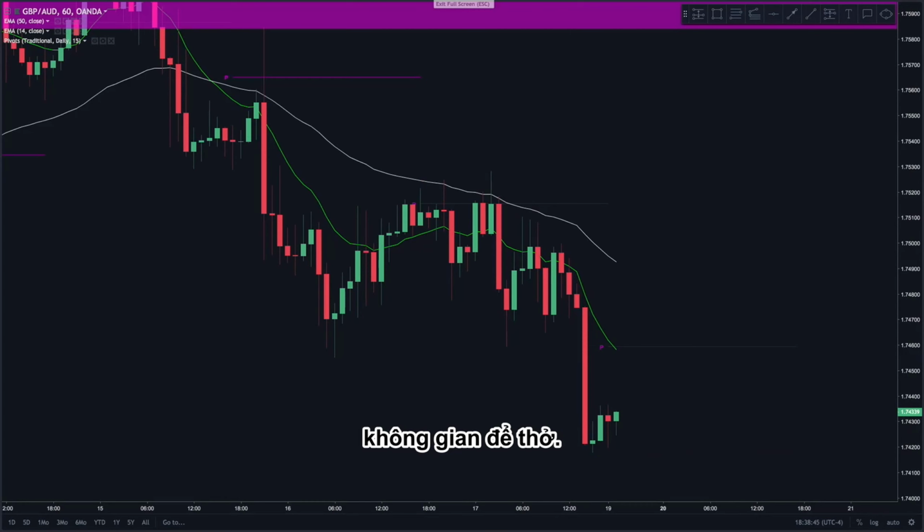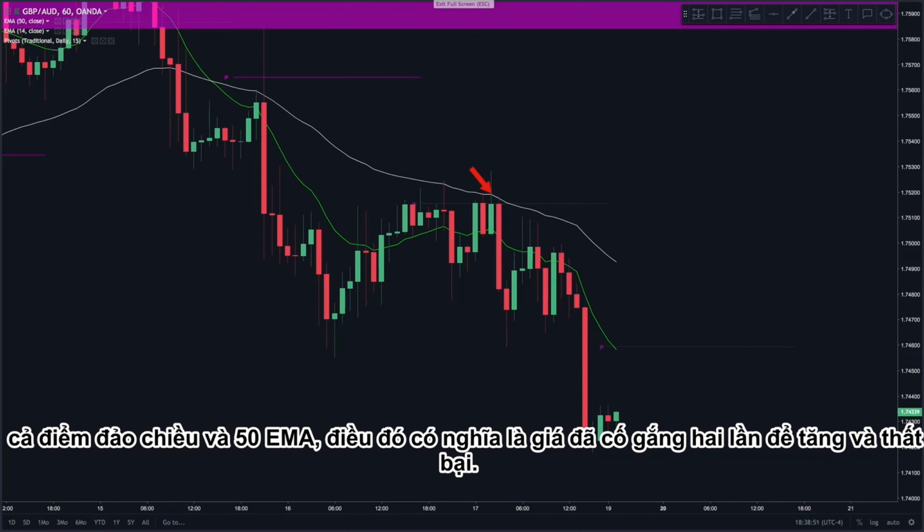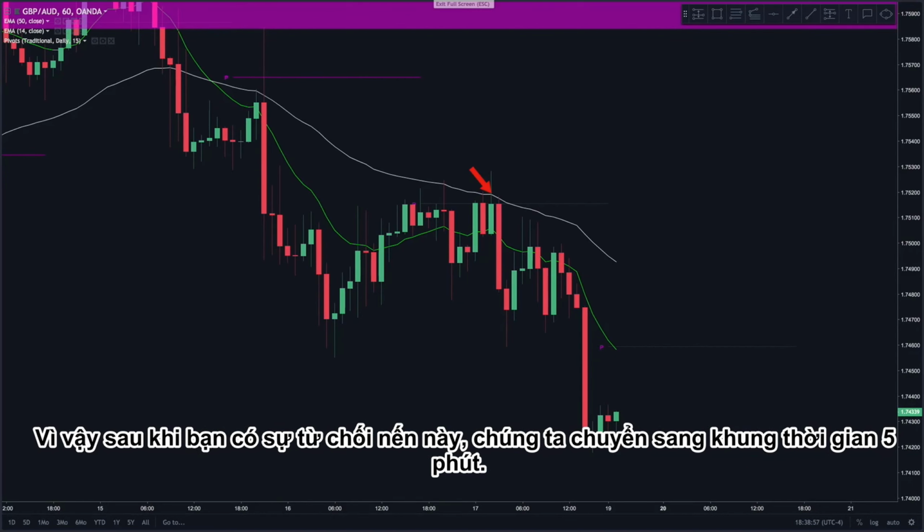The second entry was even better because this rejection here would make it two rejections of both the pivot and 50 EMA, which means price tried twice to push higher and failed. So after you had this candle rejection, we jumped to the 5-minute time frame.